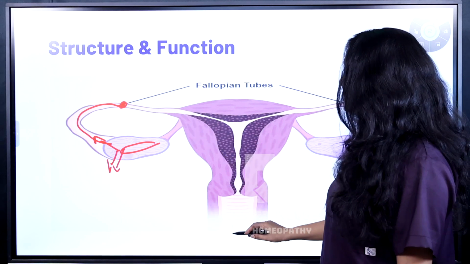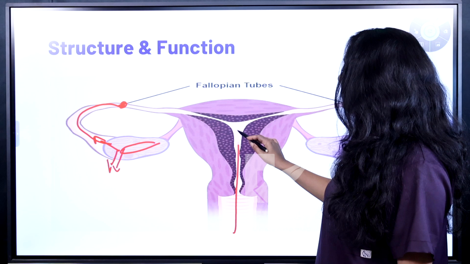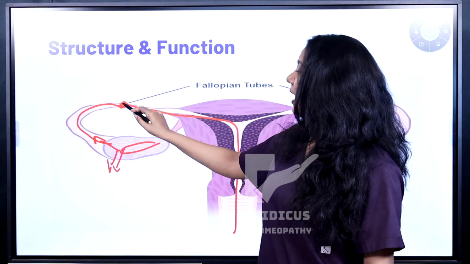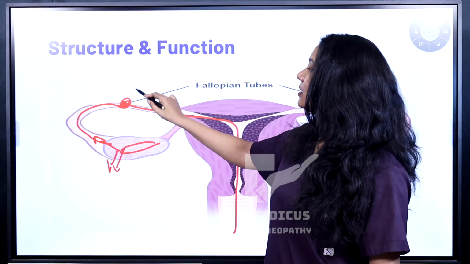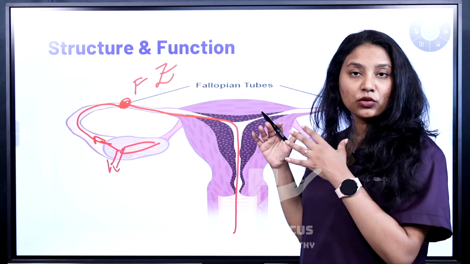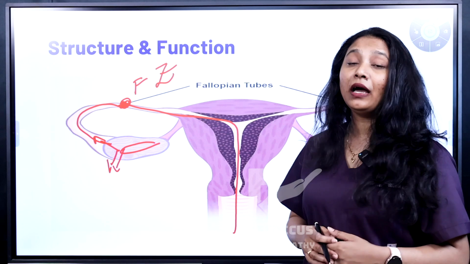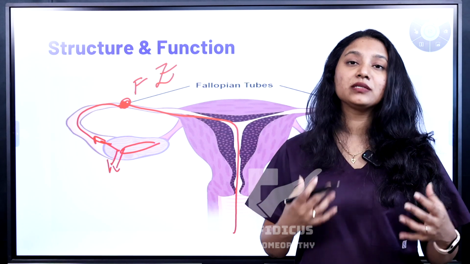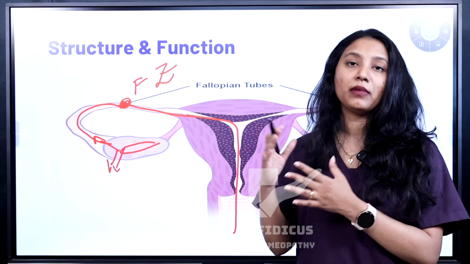After an intercourse, the sperm will enter and it has to go here, and when it meets the ovum, there is fertilization and zygote formation. This is a normal phenomenon, and the female body is preparing herself for pregnancy every month.